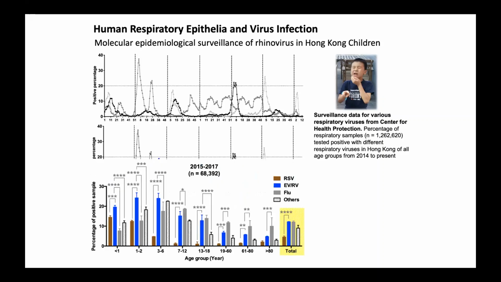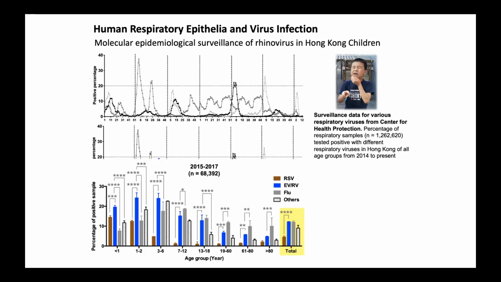This figure shows the data from 2015 to 2017. It shows how the blue bars, representing enterovirus and rhinovirus, appear in different pediatric age groups compared to the very famous RSV in brown, and the gray, which is influenza and other viruses. You can see very clearly that the blue bars severely affect those below 1 year old, 1 to 2 years old, and 3 to 6 years old. So we really want to tease out the fundamental problems of these subjects and how their cells interact with the viruses.